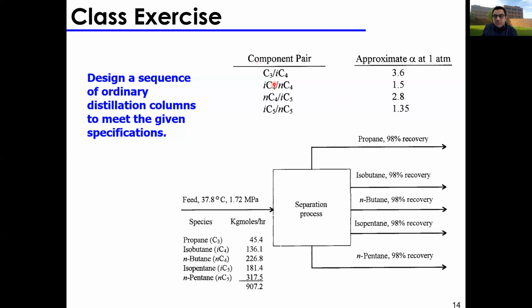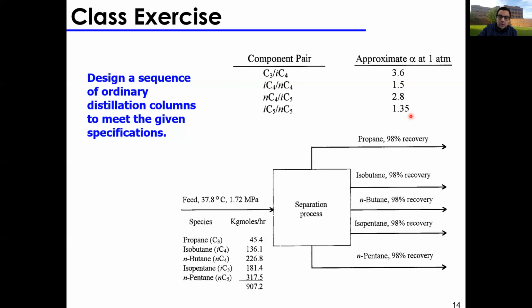So in this case, 3.6 is much higher than the rest, so this is an easy separation. 2.8 is much higher than the rest. This is an easy separation as well. I have a bit of a hard separation here, 1.5. It's greater than 1.05, so it's still feasible, and 1.35 is greater than 1.05, so it's still feasible, right?